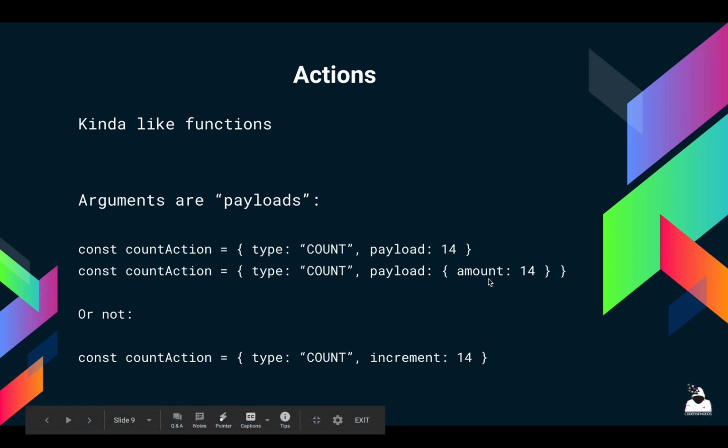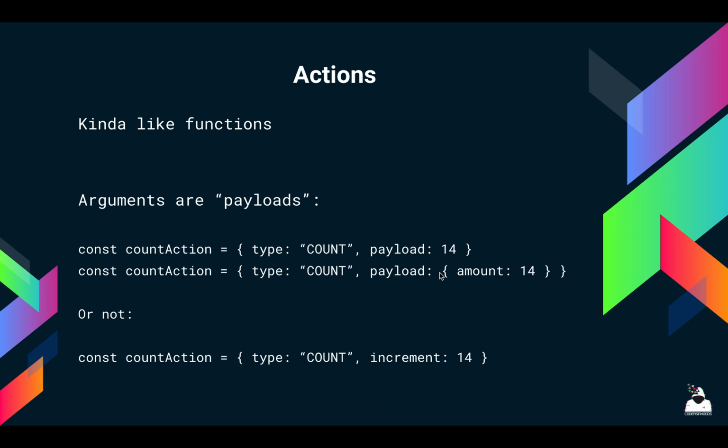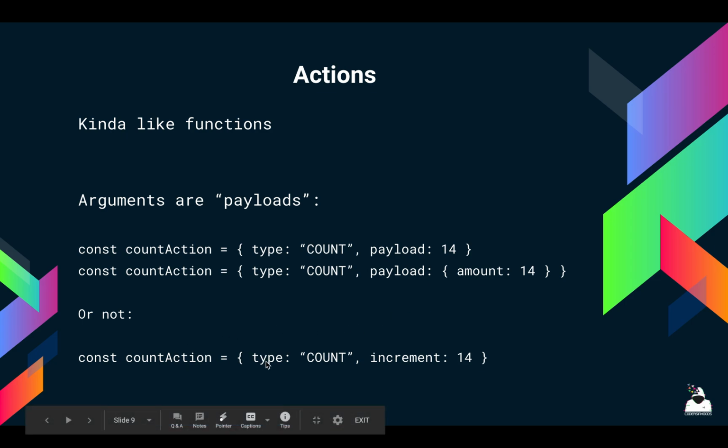I've got amount and increment, that's slightly confusing. Or it doesn't really have to be payload. Like I said, as long as it's an object with a key of type, Redux is going to accept it. So we can just have type count and increment 14. We'd have another action that has another type that has another key, doesn't have the key of increment.